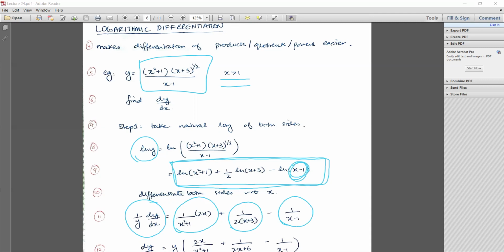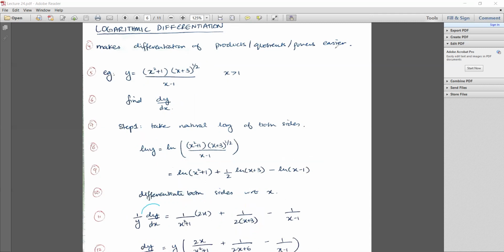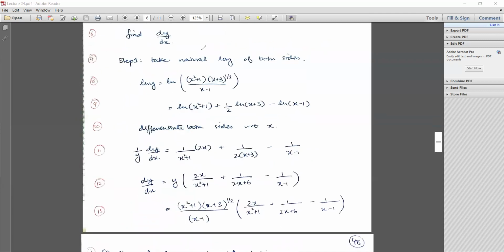And now, what did we set out to find? We wanted dy by dx, right? We have dy by dx here. And then we have this 1 over y here. So I can take y to the other side, and I know y in terms of x. So I can write everything in terms of x. This is my final answer. I just wrote y in terms of x using the original equation we'd been given.